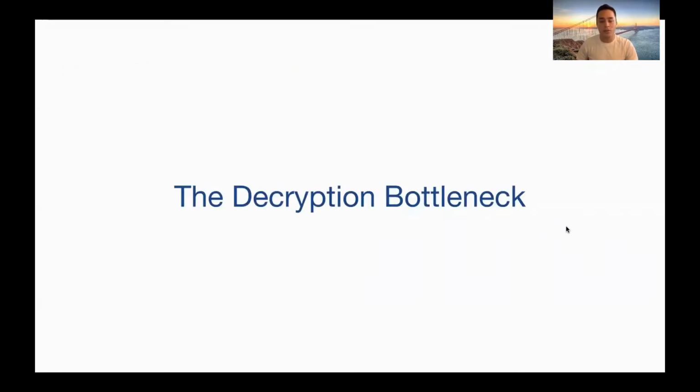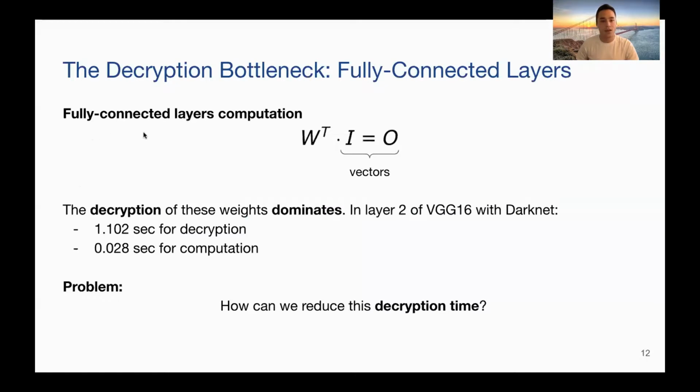Now, moving on to the decryption bottleneck. The decryption bottleneck occurs in fully connected layers, and here is a bit of background on how the computation works. We still have a matrix multiplication between the weights and inputs to get the output, but this time the input is a vector and the output is a vector as well. Those vectors are pretty small, so they already fit in memory, so we don't observe the same page thrashing problem.